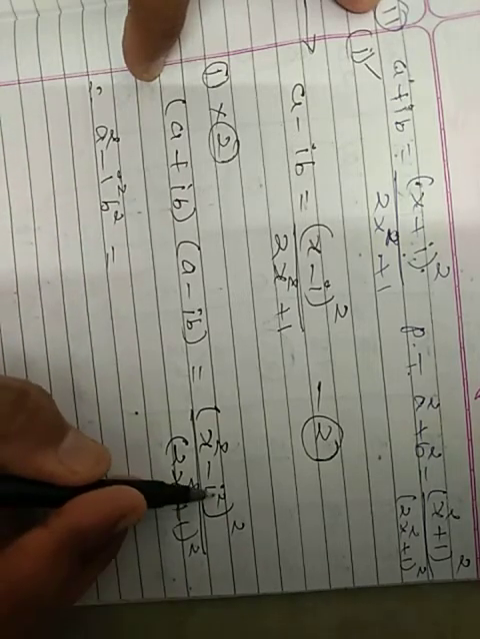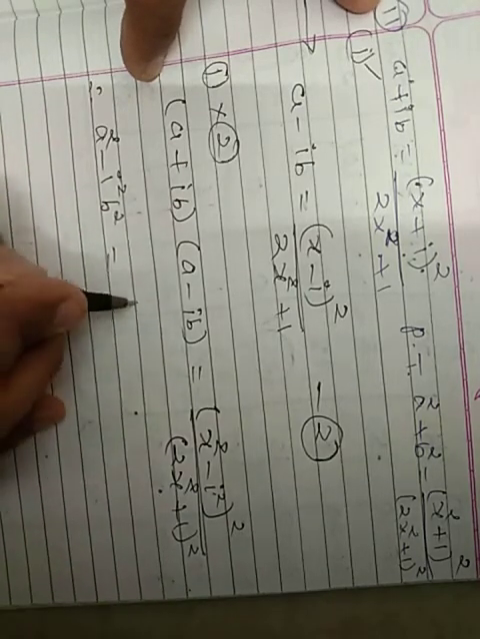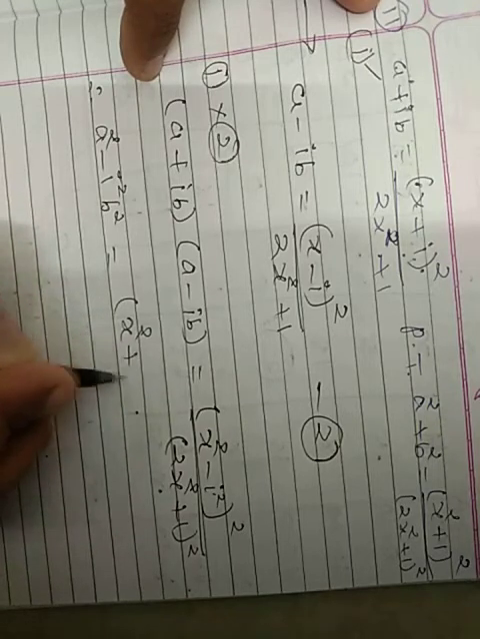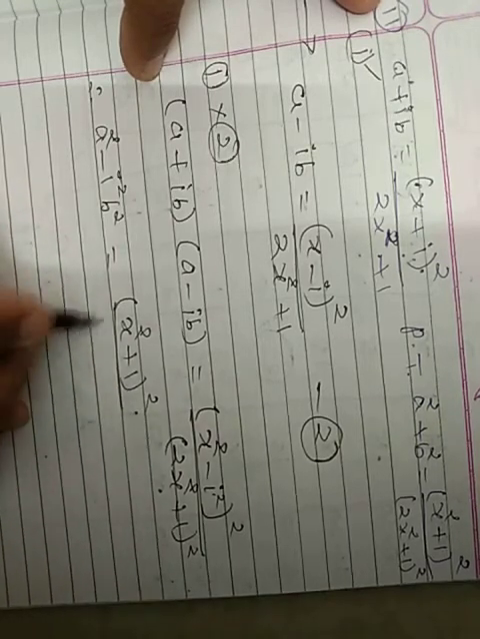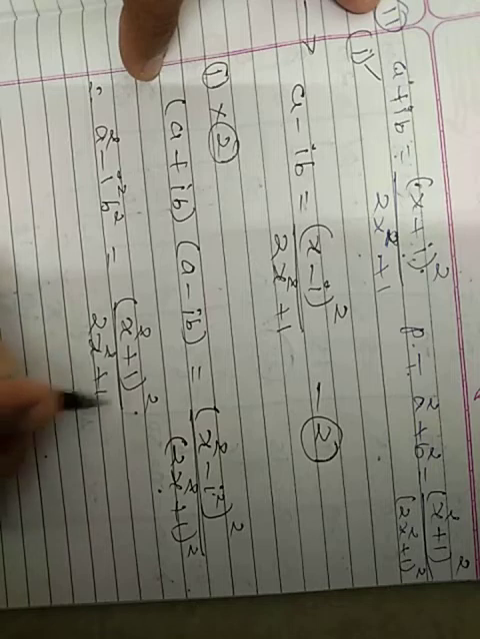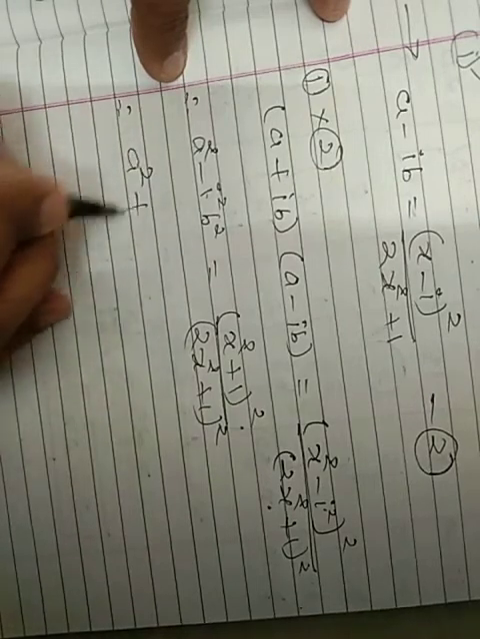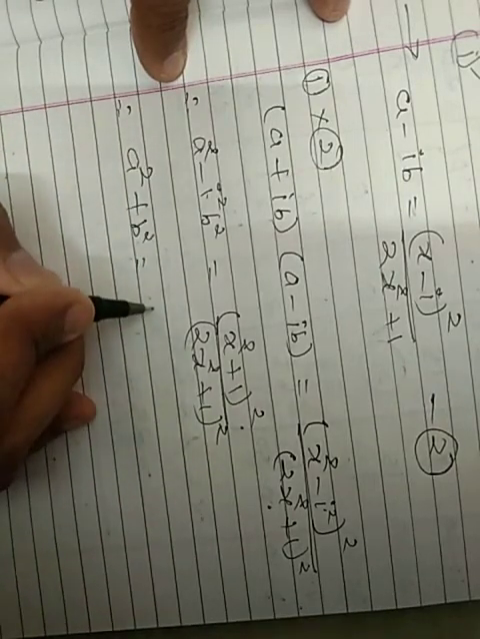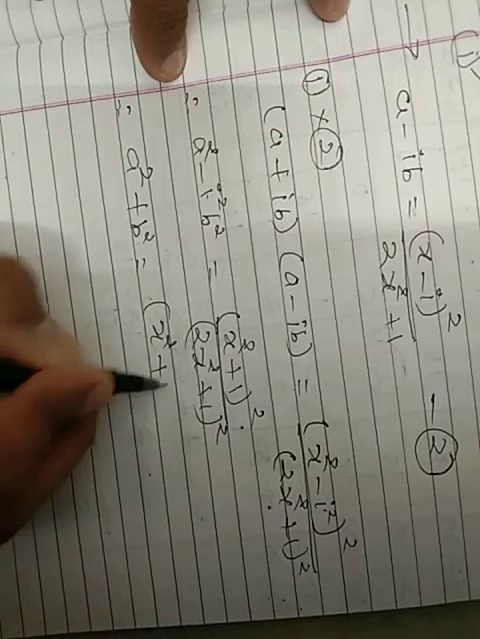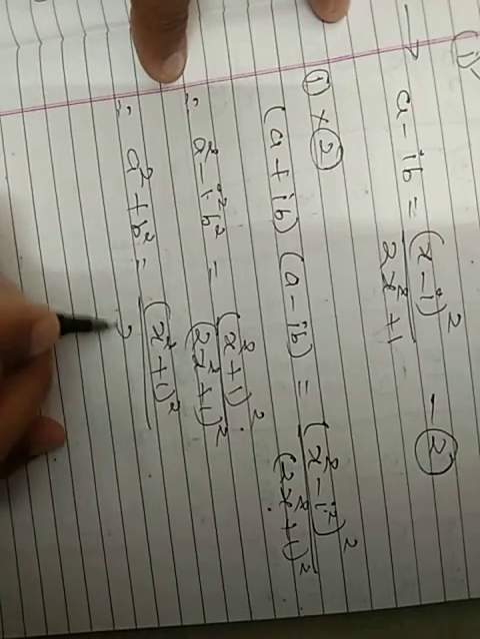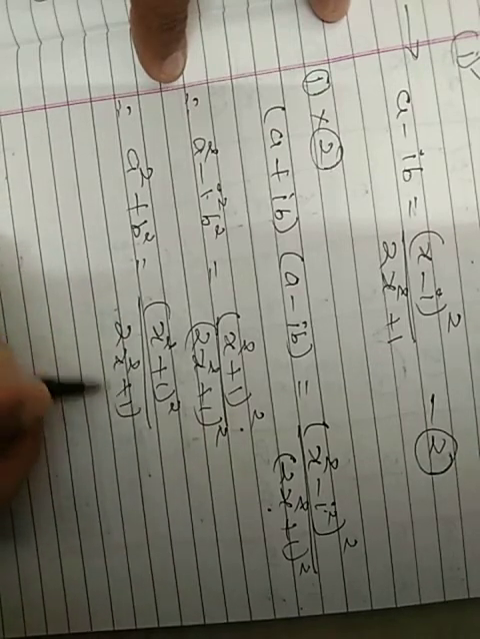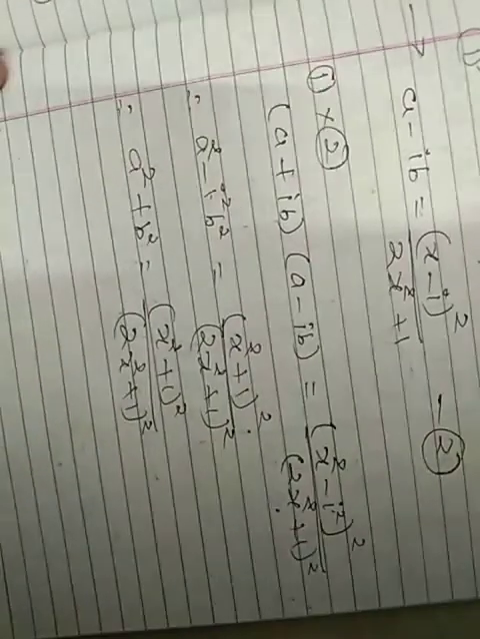But here i square equals minus 1, minus minus plus 1. x square plus 1 whole square. This remains the same. Okay, i square equals again minus 1, so minus minus plus 1. a square plus b square equals (x square plus 1) whole square upon (2x square plus 1) whole square. Example completed. This is our required answer.